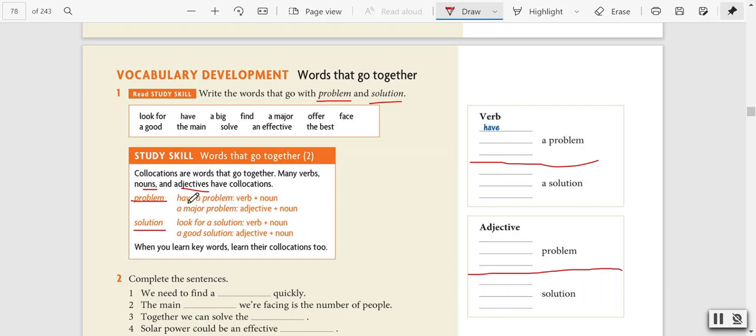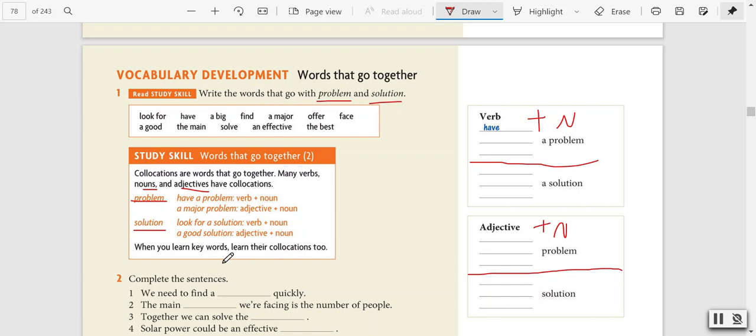Okay, have a problem. Have, it's a verb. Problem, it's a noun. Verb plus noun. A major problem. Major, it's an adjective. Okay, we have verb plus noun and we have adjective plus noun. Look for a solution. Look for, it's a verb, okay? Solution, it's a noun. Problem, solution, they are nouns. We use verb plus noun and adjective plus noun. And we have look for a solution and a good solution, adjective plus noun.